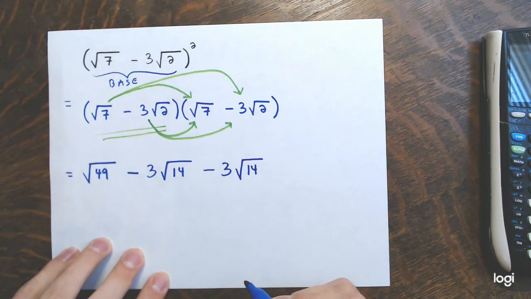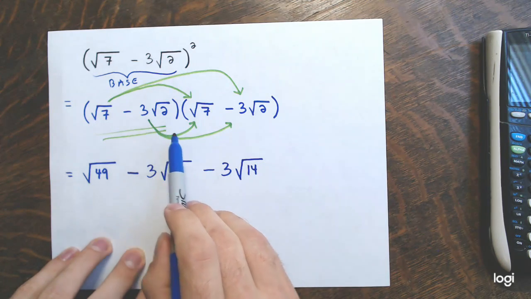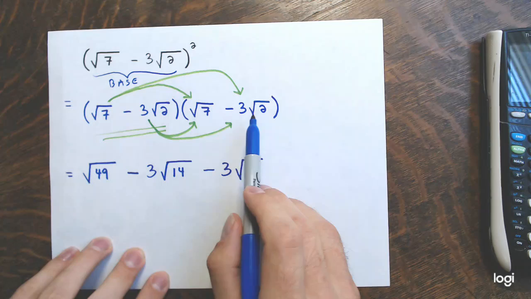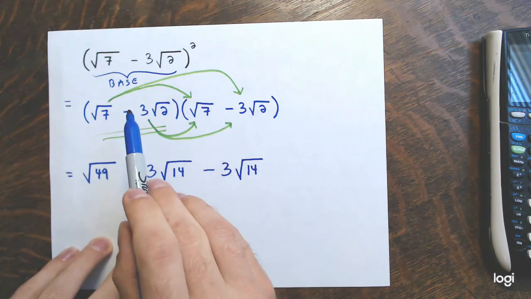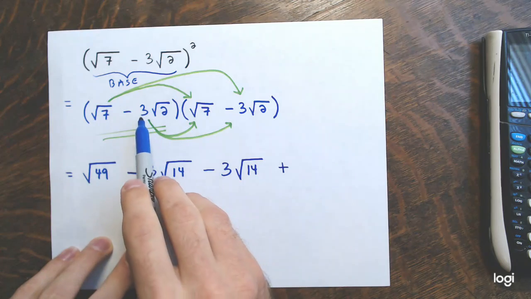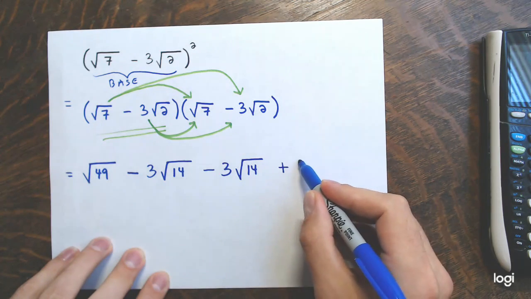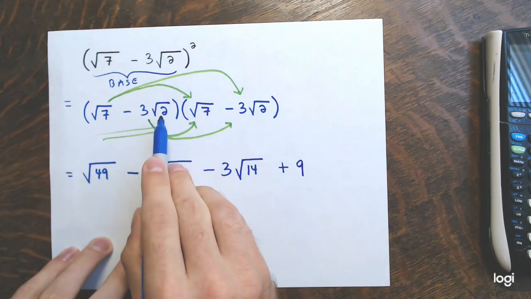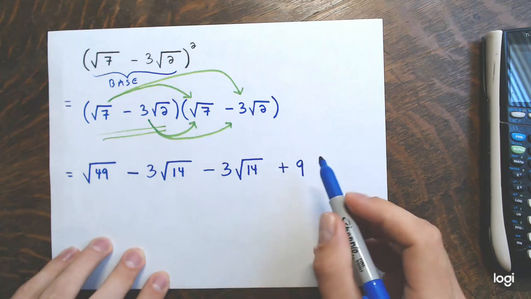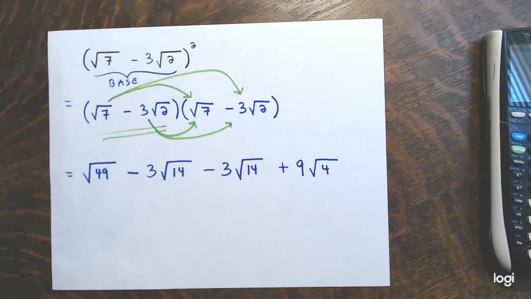All right. And then lastly, I have negative 3 times the square root of 2 times negative 3 times the square root of 2 again. That's a negative times a negative, so the last term will be positive. I do have a 3 times a 3 that I can multiply together. Those factors are 3. 3 times 3 is 9. And the other factors are square root of 2 and square root of 2 that make the square root of 2 times 2, the square root of 4. I can use the product property with those. All right. Now let's do some simplifying.